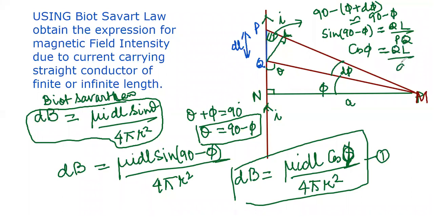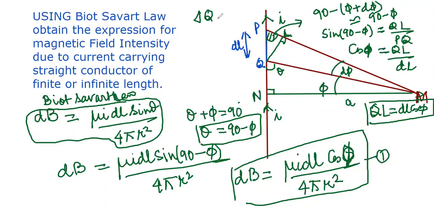PQ equals DL. So children, we have come to a very interesting relation that we can write: QL is equal to DL cos phi. This is a very important relation. You have to keep it, this will be required. Now I consider another triangle, that is triangle QLM.